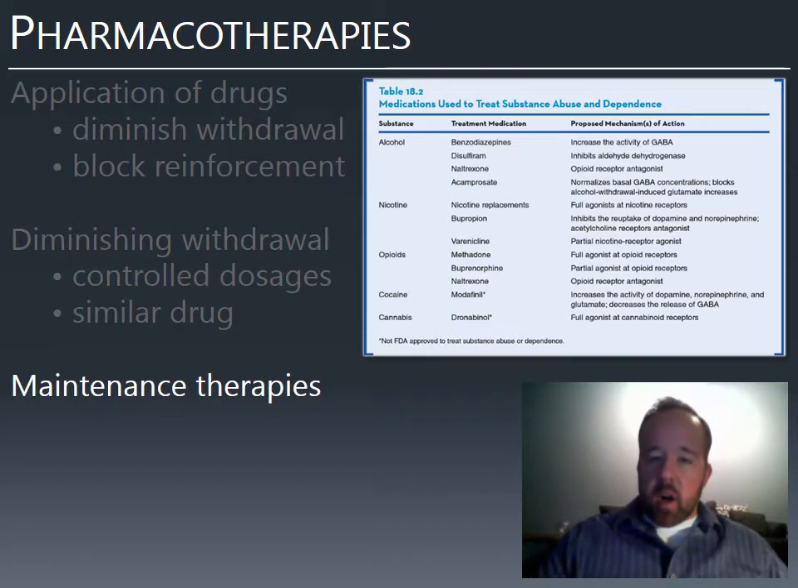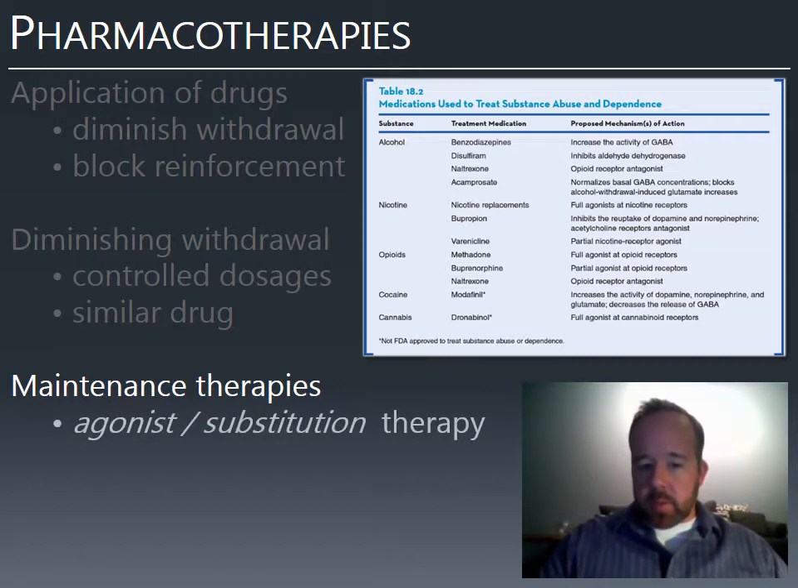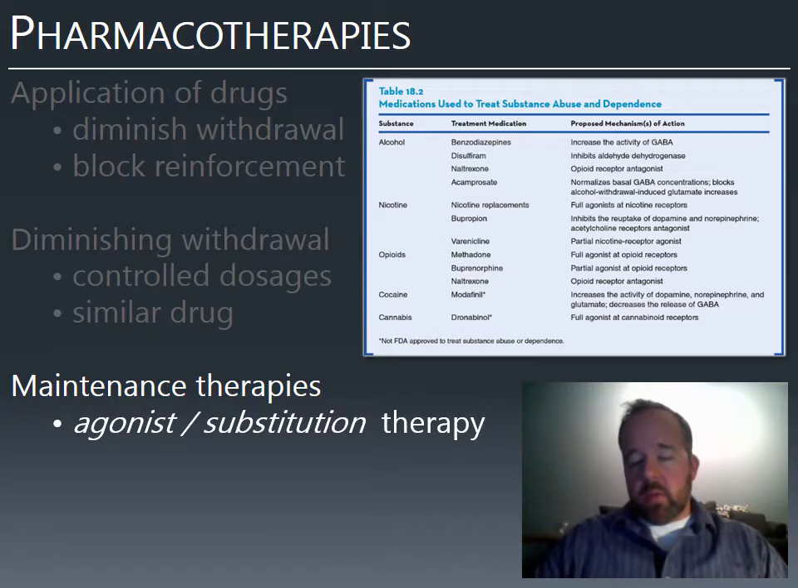Then there are maintenance therapies. So once the person has already gone through withdrawal, how do you keep them off of the drug of abuse? One is with what's called agonist or substitution therapy, and this is an idea similar to using a similar drug during withdrawal symptoms to alleviate the symptoms. The idea here is to use a similar drug to the drug of abuse, and that way the person will not have a craving for the drug of abuse. And again, we have methadone, for example, which the person has to keep on taking.